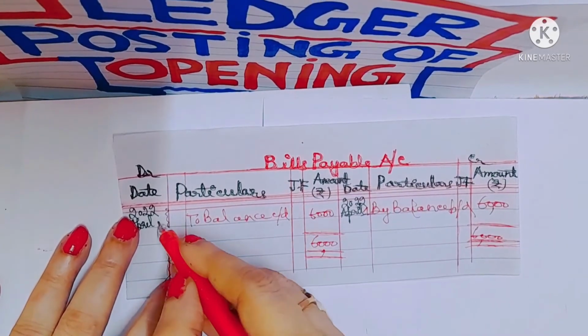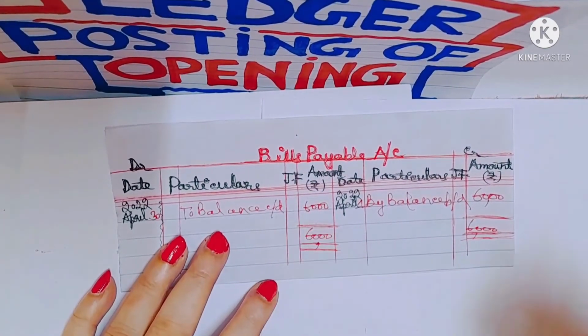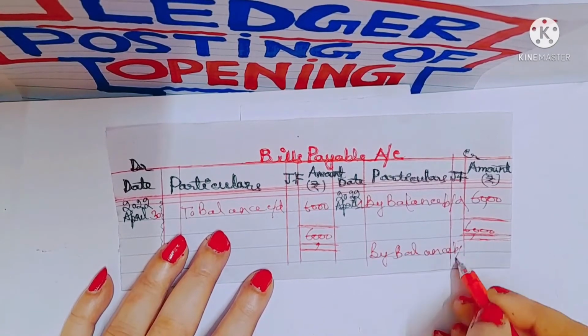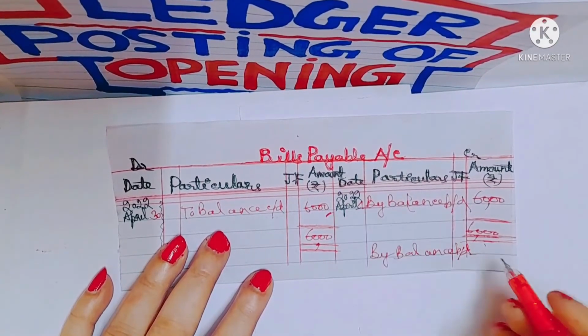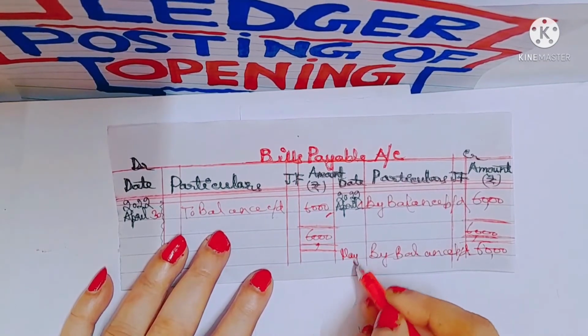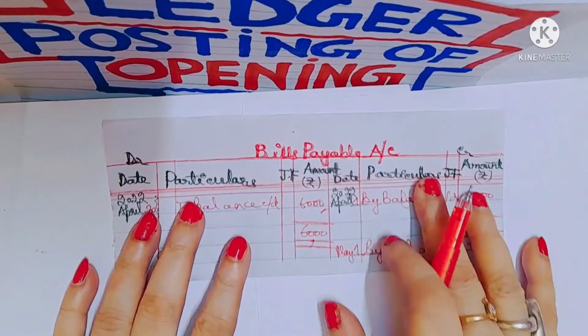The date is 30th April, the last day in the month of April. And this to balance CD will be brought down on the opposite side as by balance BD. This amount, 6,000. The date will be 1st May. Understood? Now let's close the next account.